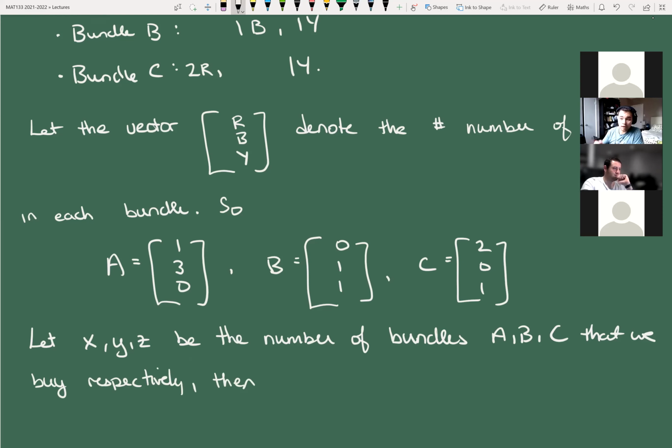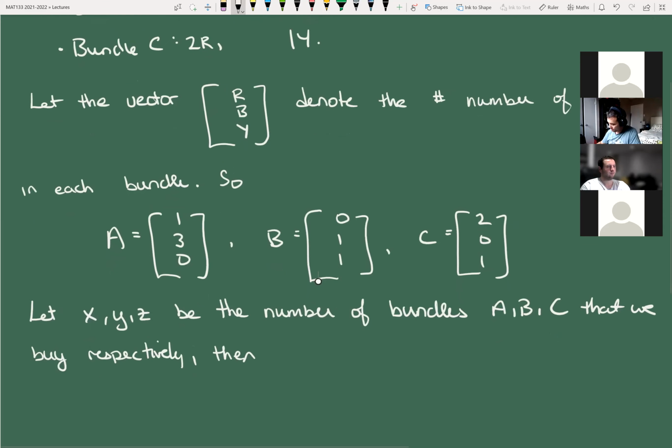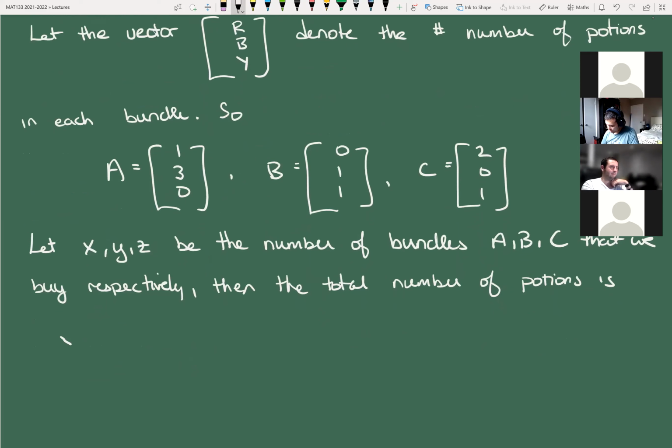Then the total number of each potion that we buy is X times A plus Y times B plus Z times C. Okay, so let's make sure everyone agrees with that fact. All right, I'll take a little break here, give you a chance if you're writing to catch up.